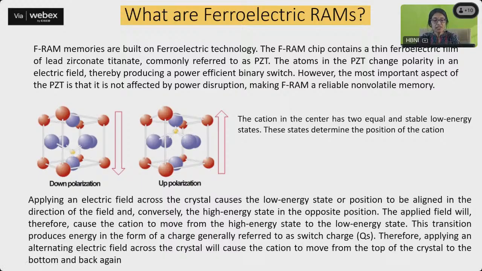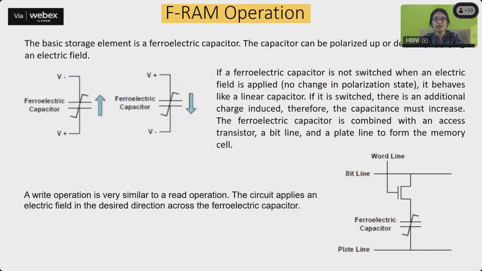The applied field will therefore cause the cation to move from the high energy state to the low energy state, and this transition produces energy in the form of a charge, which is generally referred to as the switch charge. This is QS. Therefore, applying an alternating electric field across the crystal will cause the cation to move from the top of the crystal to the bottom and back again.